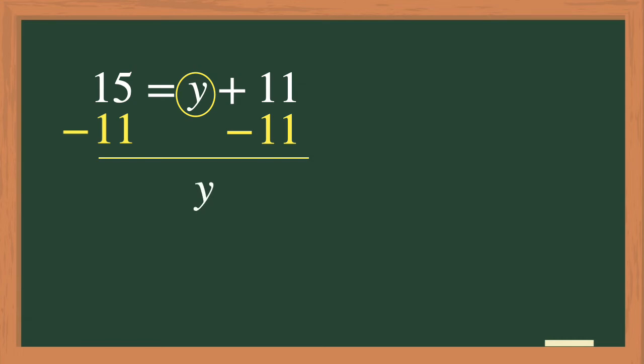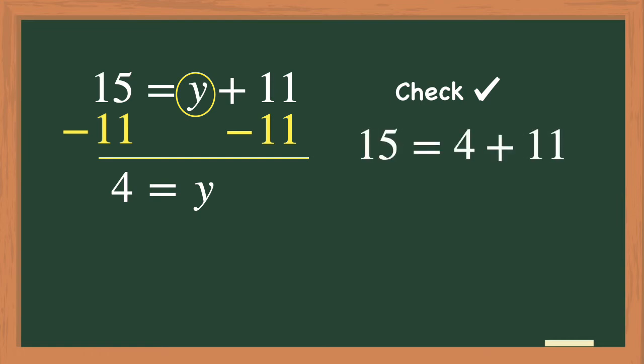And on the left side of the equal sign, you have a positive 15 minus 11, which gives you positive 4, so y is equal to 4. Let's go ahead and check our answer. Remember that you will substitute or replace the variable of y with the value of 4 in the original equation. Then you need to simplify the right side of the equation. So 4 plus 11 is 15, and 15 is equal to 15.